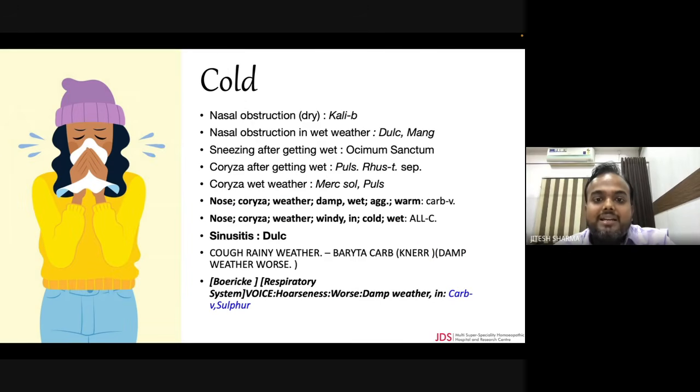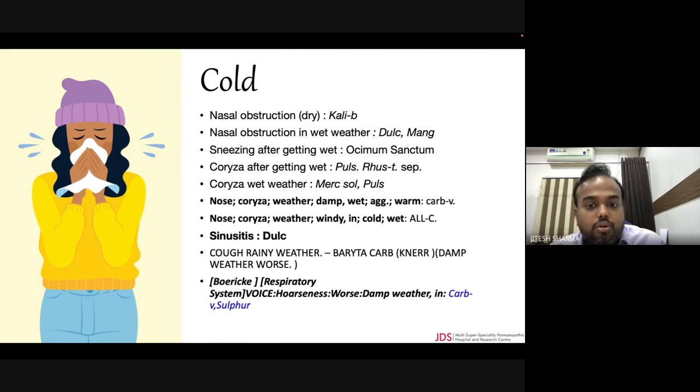Next, nasal obstruction that is dry: think of Kali bichromicum. Nasal obstruction in wet weather: dulcamara, magnesium aceticum. Now, as soon as the person gets wet in the rain and starts sneezing, single remedy, that is Ocimum sanctum, not Ocimum canum. Now, coryza after getting wet: pulsatilla, Rhus tox, and sepia. Coryza in wet weather: Mercurius sol, pulsatilla.